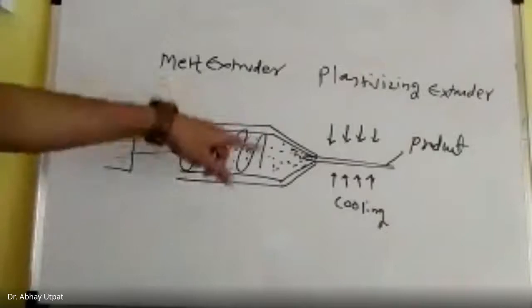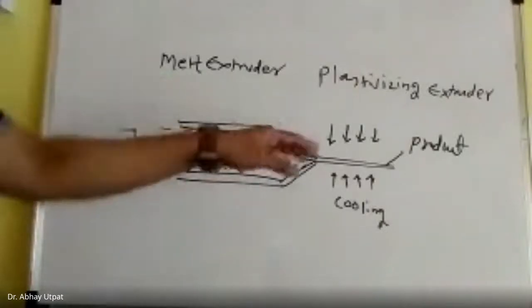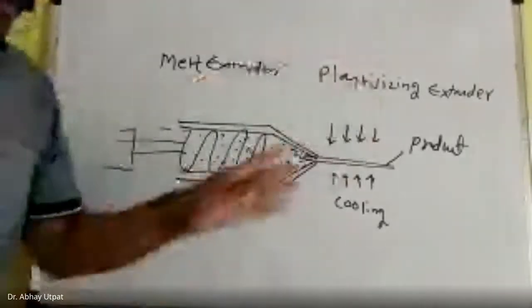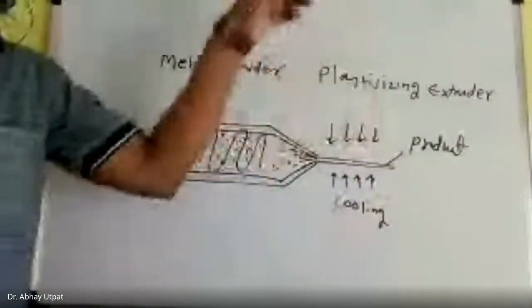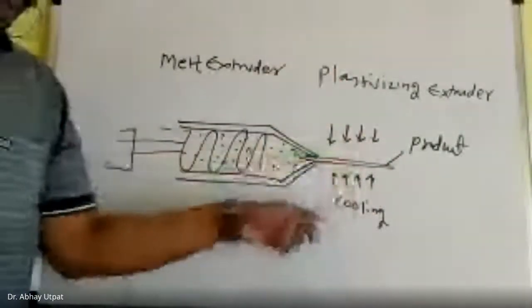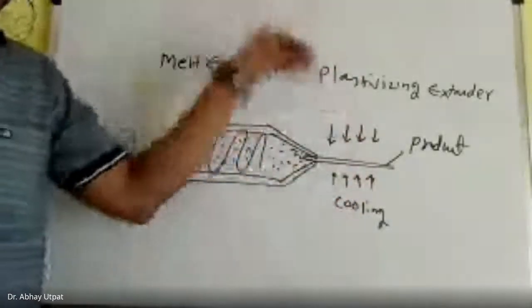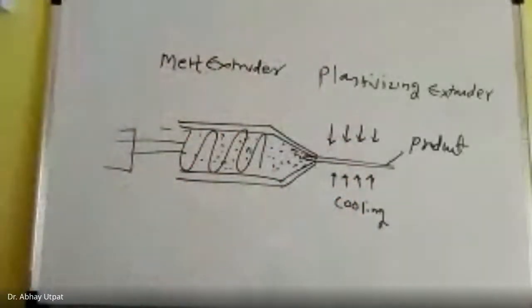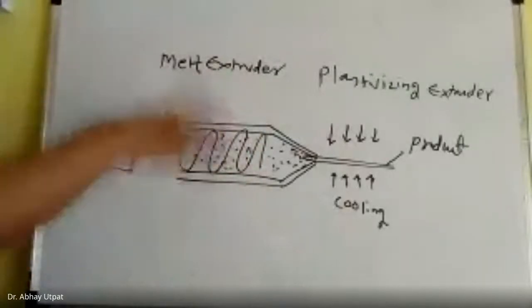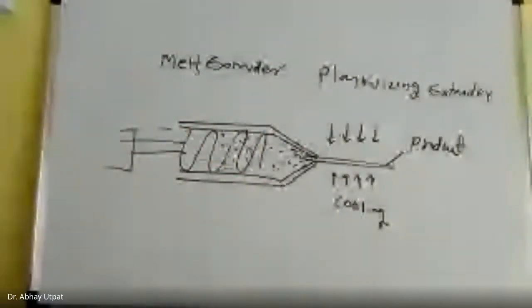Whereas in extrusion molding, cooling is open to atmosphere. Cooling is open to atmosphere and there is direct contact of coolant with the product. It may be air or it may be water, but there is direct contact of coolant with the product in extrusion molding. Remember this important difference. It may be asked in the interviews also.